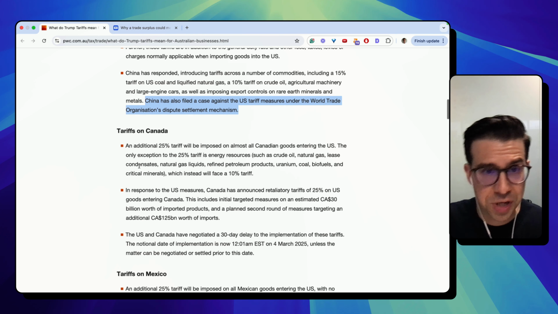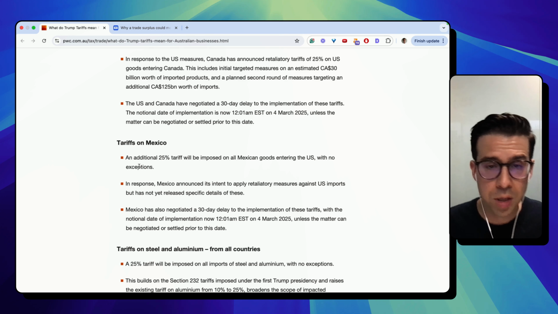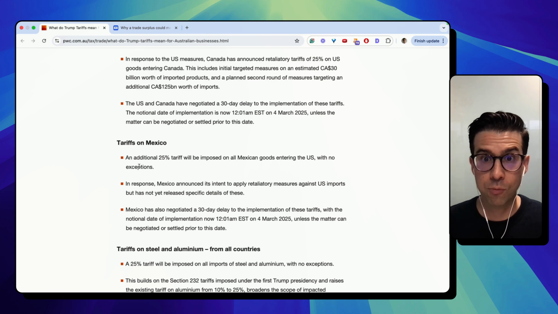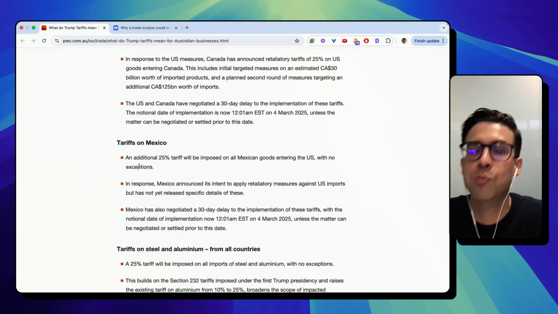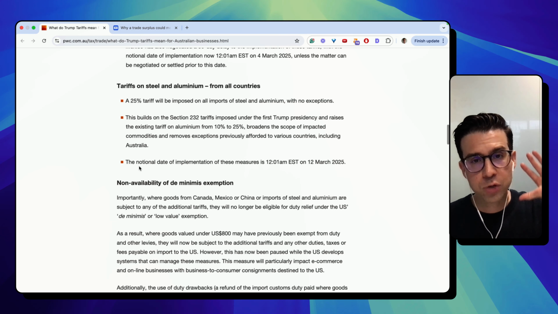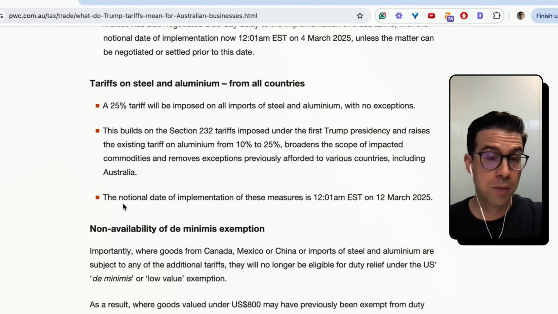Now, there have been additional tariffs on Canada and Mexico. Note, some of these are not purely for economic reasons. I think it could be argued that they've also been implemented because trade, from Trump's perspective, is really a leverage point and a bargaining chip that can be used to extract other concessions on non-trade items from other countries. Note, the thing that's relevant for Australia, particularly, is a tariff on steel and aluminium, 25% to be imposed across all steel and aluminium imports with no exceptions.